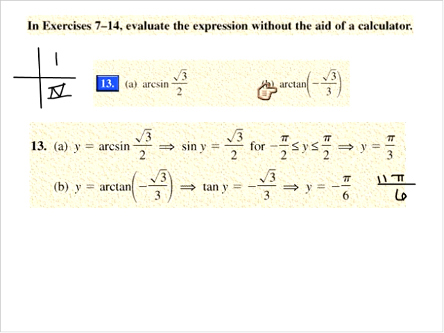For part B, we let y equal arctangent of negative square root 3 over 3. So let's take the tangent of both sides so we can get rid of the arctangent. So we get tangent of y equals negative square root 3 over 3. And that happens on the unit circle at negative pi over 6, which is 11 pi over 6 on the unit circle.